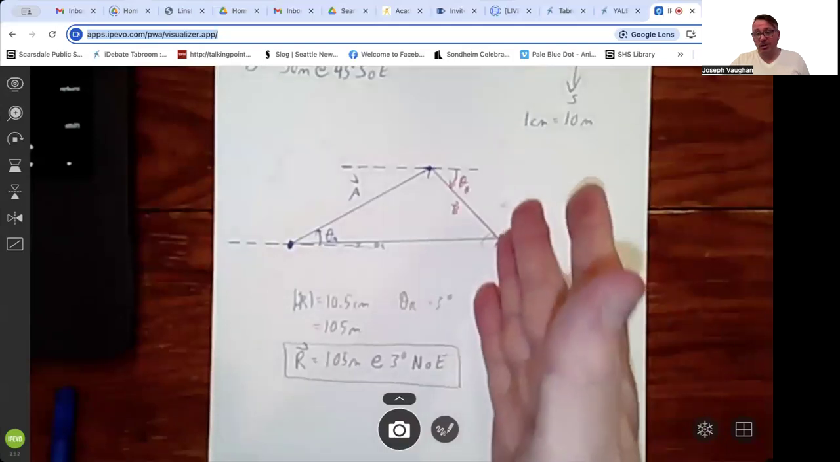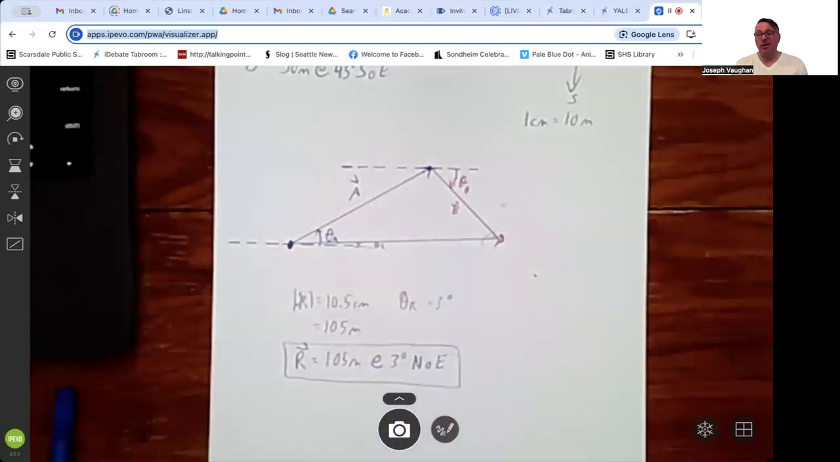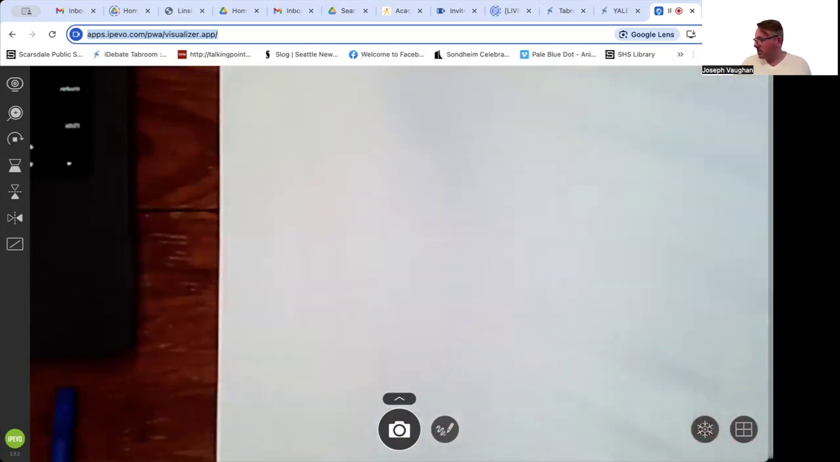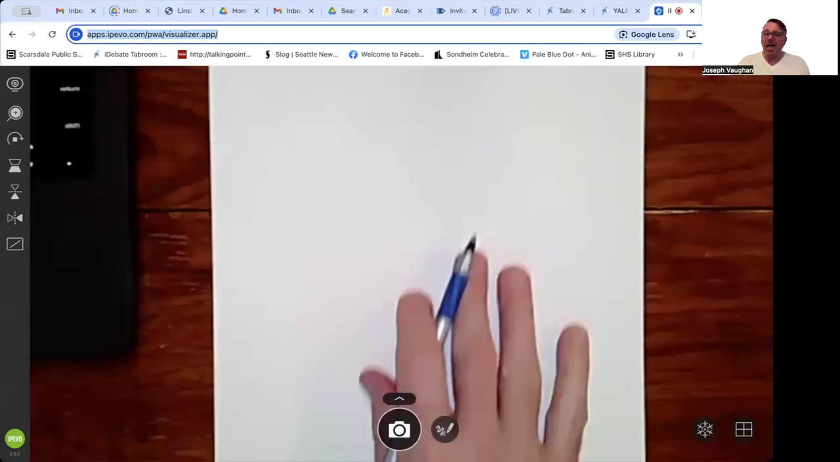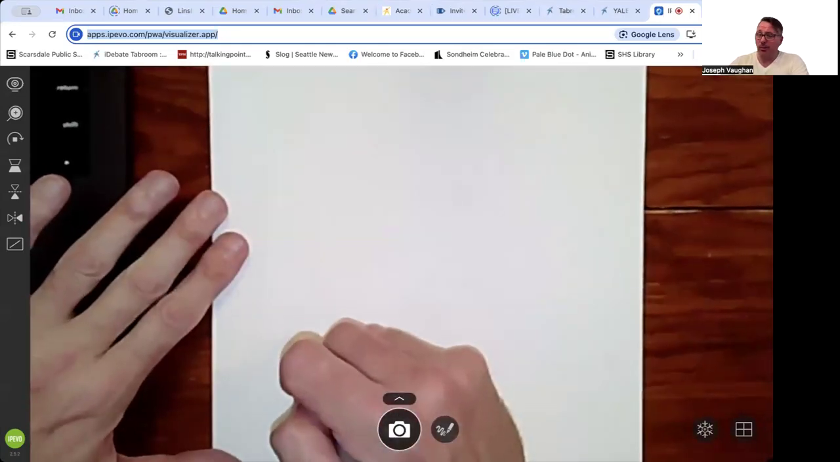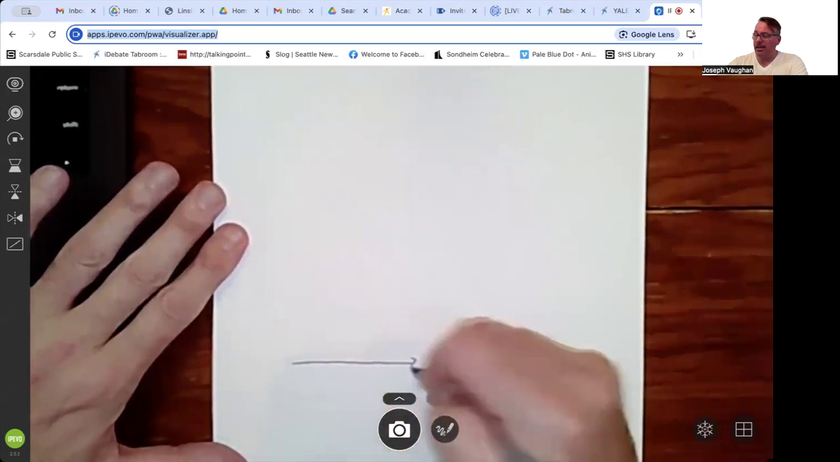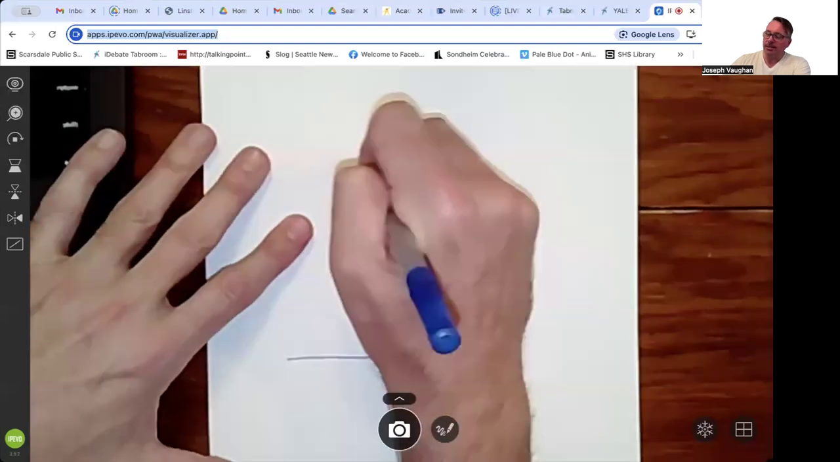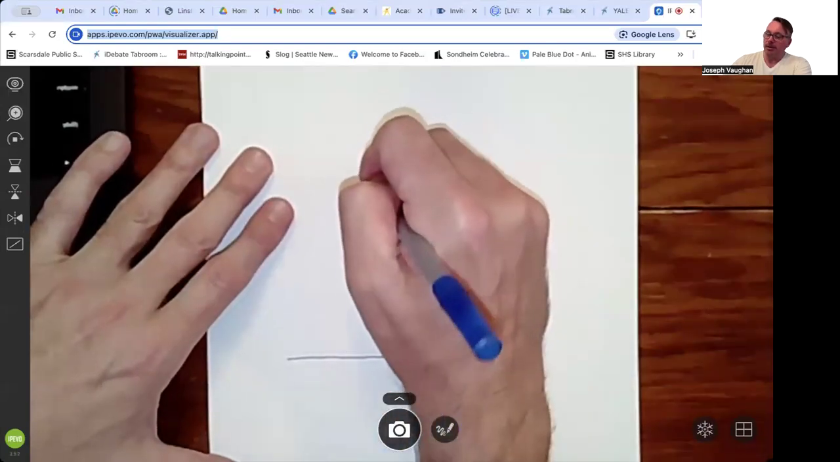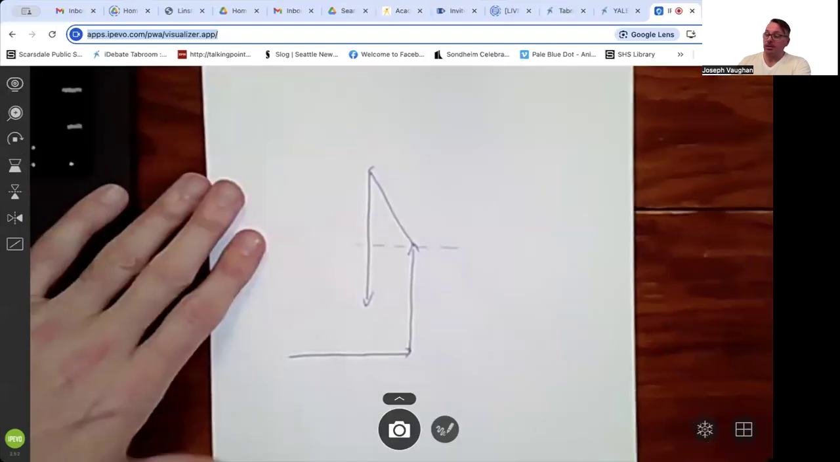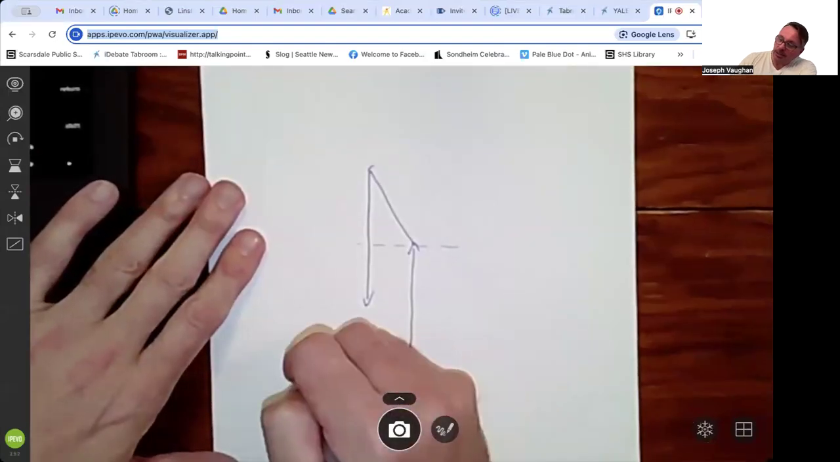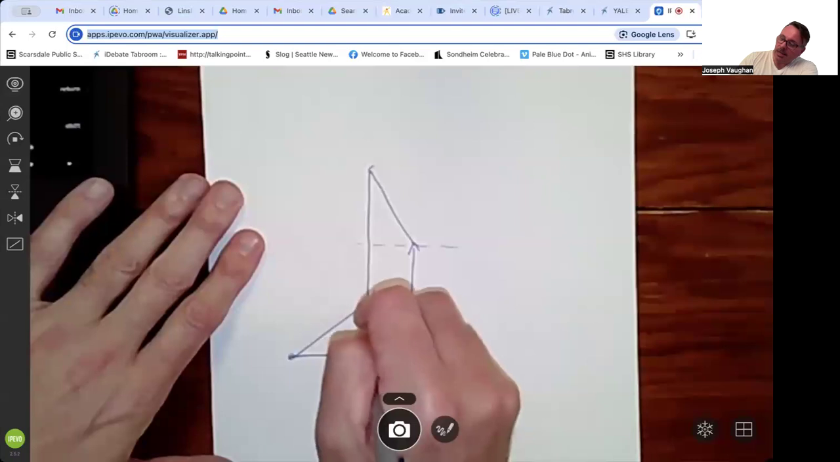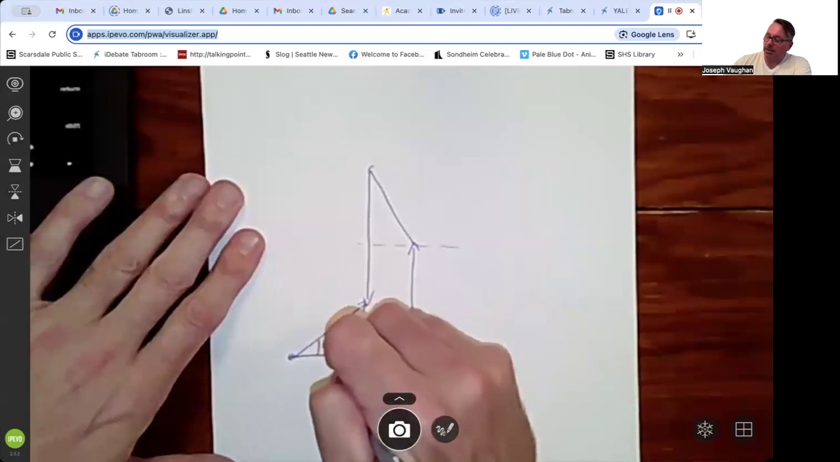If I had another vector, I would just keep going, right? So it doesn't matter how many vectors you have. It doesn't matter if some are right angle vectors, some are angle vectors. I could end up with a drawing where it's some amount east and then some amount north and some amount now north of west, right? And then maybe a south from there. Gross. But then my resultant would just simply go from the beginning of the first to the end of the last. That would be my theta R.